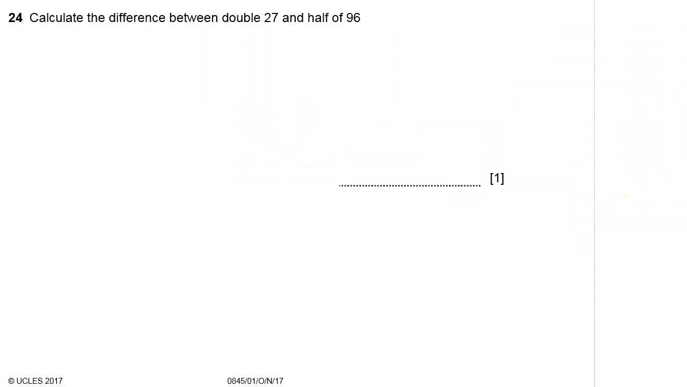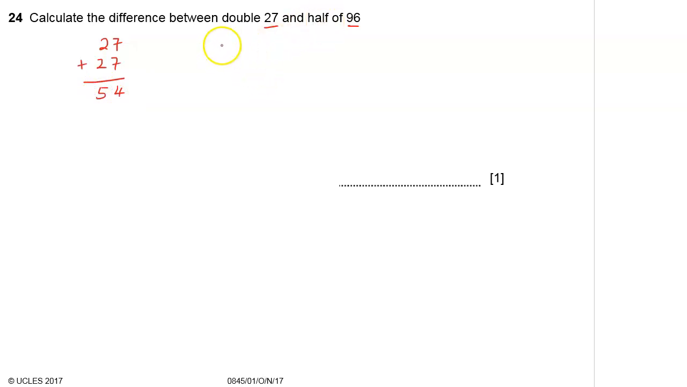Question number 24. Calculate the difference between double 27 and half of 96. Double 27 basically means 27 two times, 27 plus 27. Or you can do 27 times 2. This will give you 54.